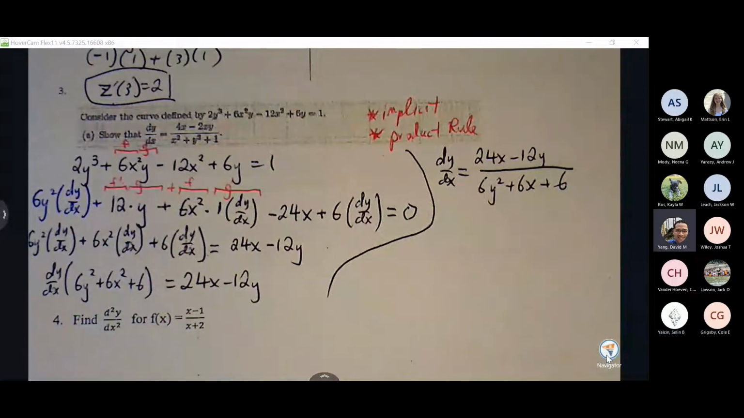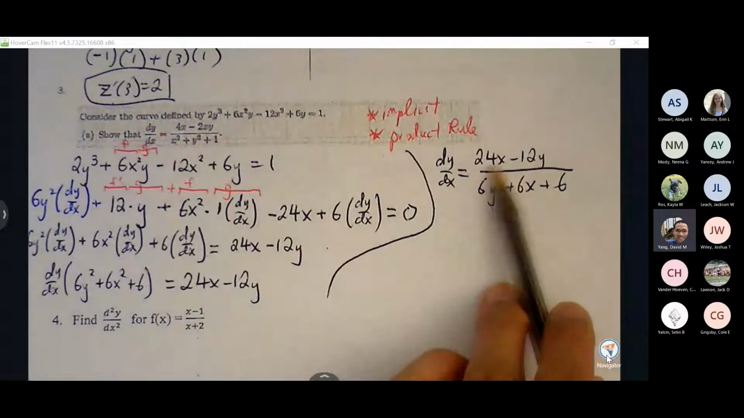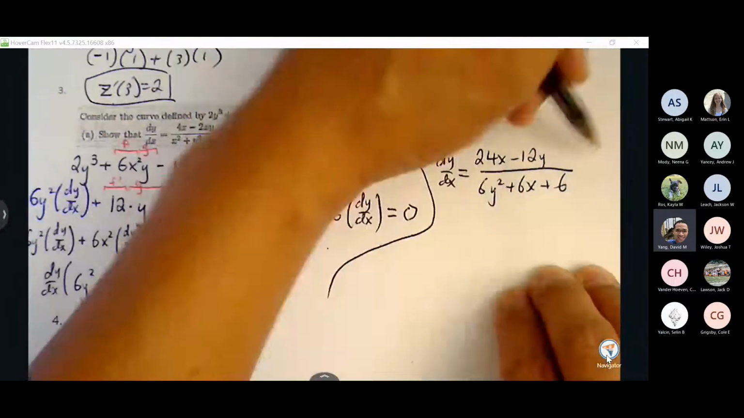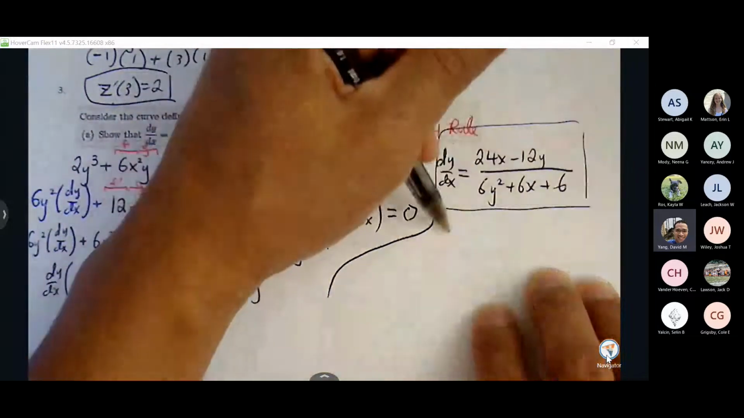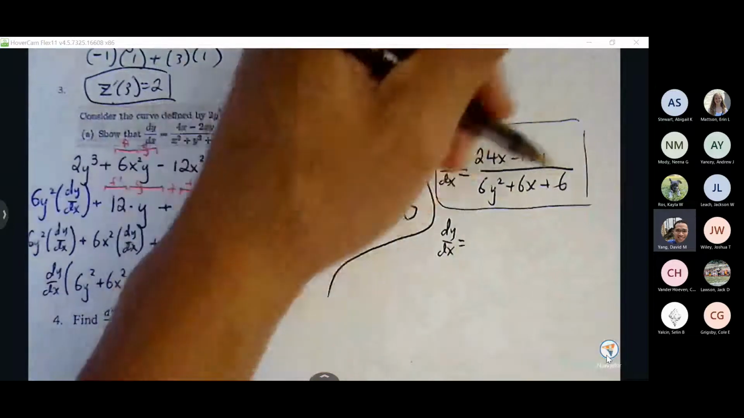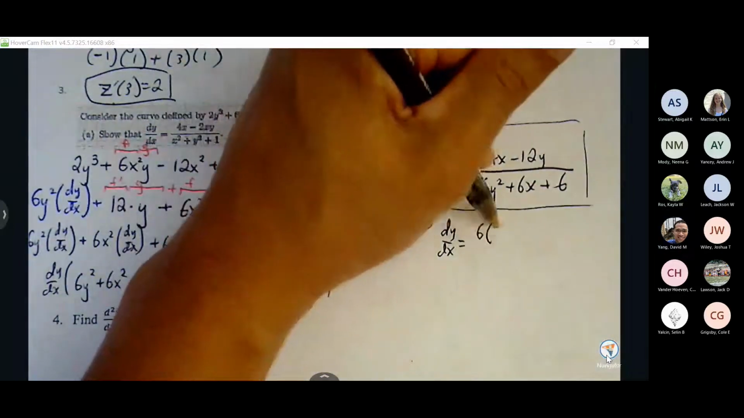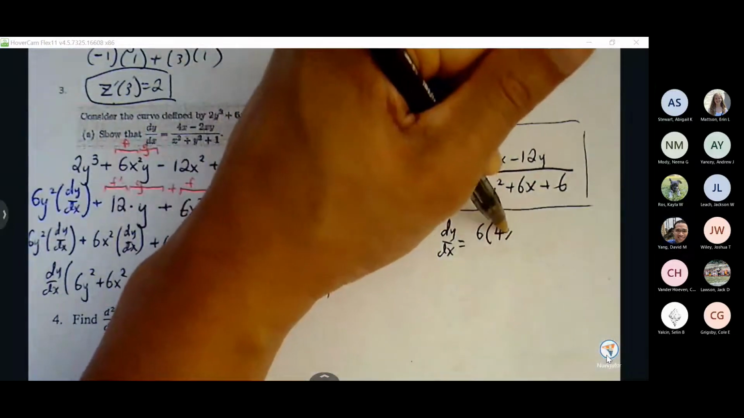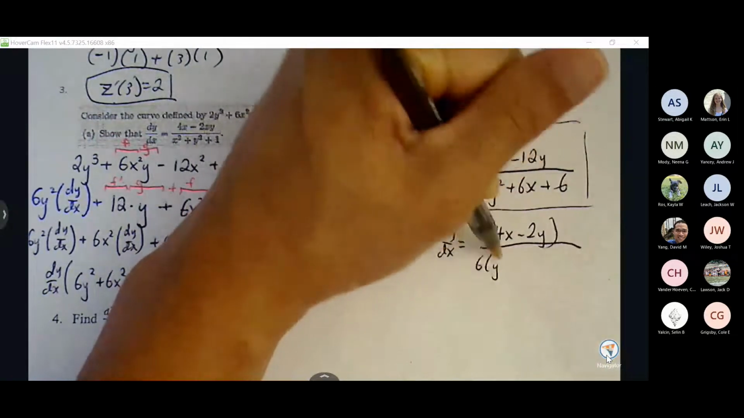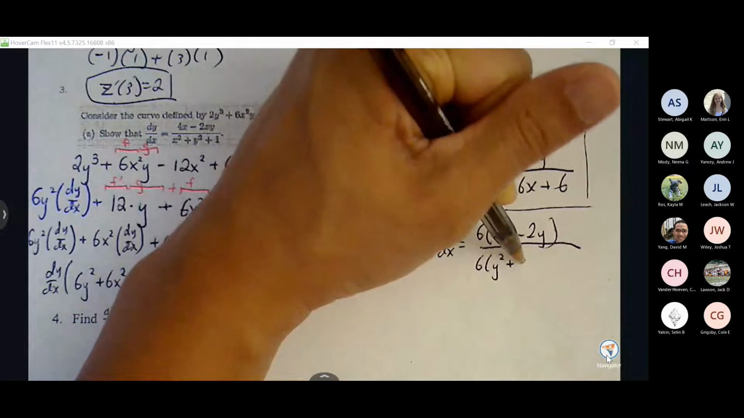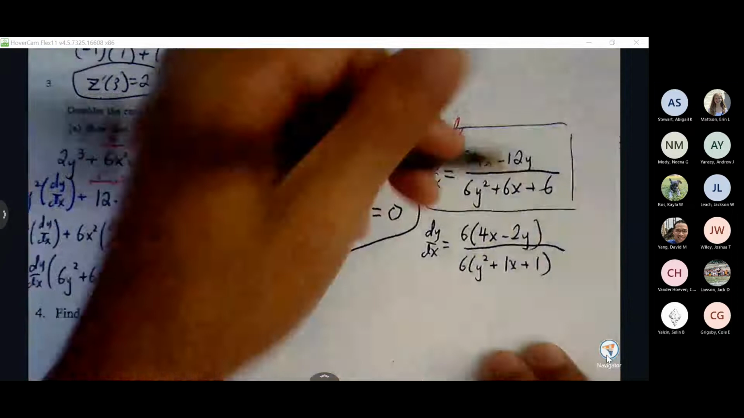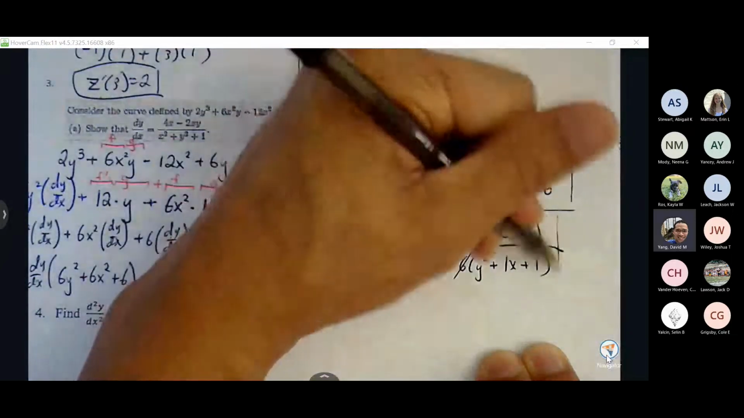I will accept if your answer is unsimplified. That means if there's a GCF that can be taken out, but you didn't do it, I would accept that, but you can also go a little further by taking out a GCF of 6 out of everything. And then do some cleanup and leave your answer like this.